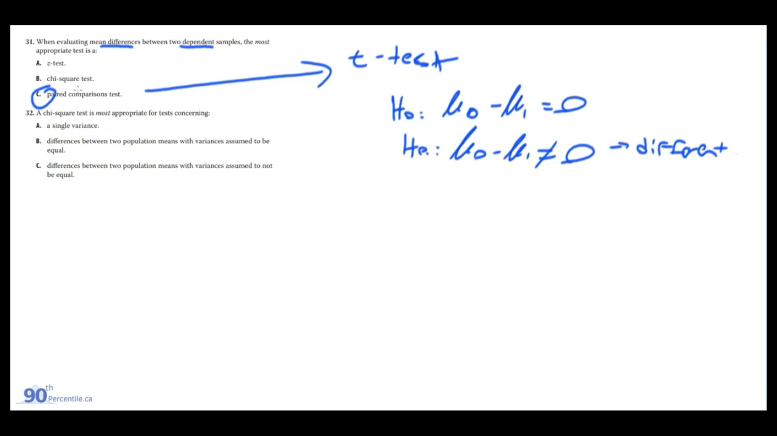Anyway, just got to know that it's the paired comparisons test, which is the same as a t-test. Whenever you're dealing with mean differences, it's always a t-test. So that's one way to remember it.